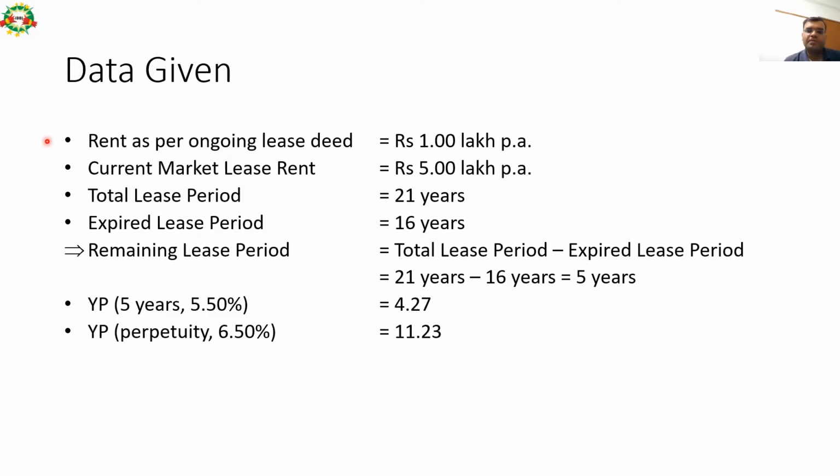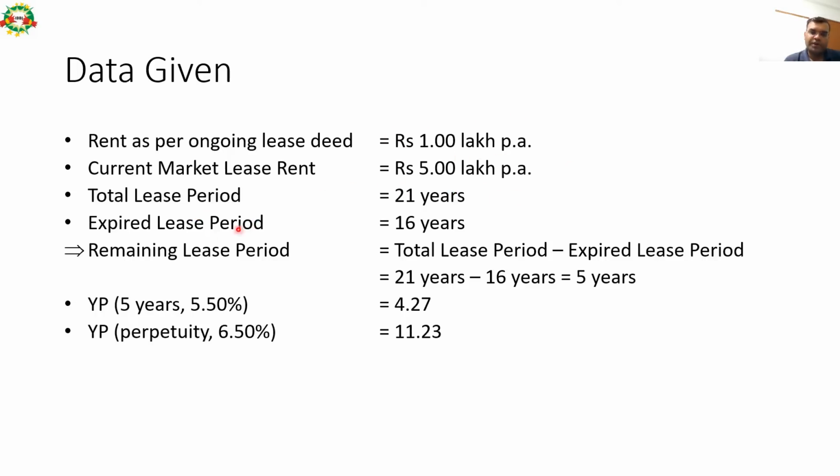As I always say, always try to write the data given in the question first, for simple understanding. So in this case, the rent as per the ongoing lease deed is 1 lakh rupees per annum. Since the lease was executed 16 years back, the current market lease rent of the property has increased to 5 lakh rupees per annum. This is the notional rent, the current rent, and this is the actual rent, 1 lakh rupees.